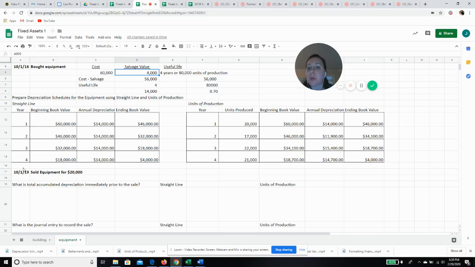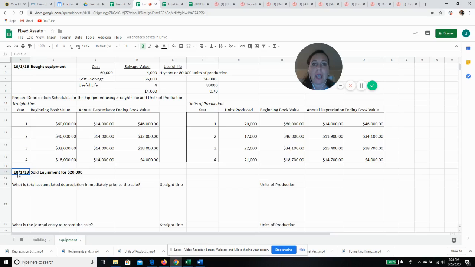Now it is 3 years later. We bought the equipment on October 1st, 2016. It's now October 1st, 2019, and we are going to sell the equipment. We can use this same method for any time we dispose of equipment.